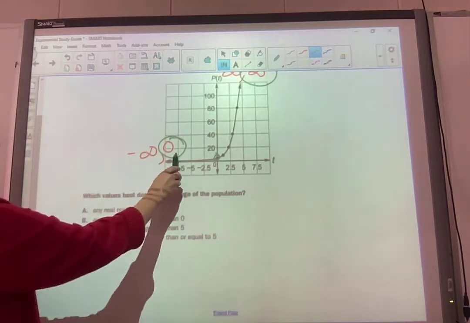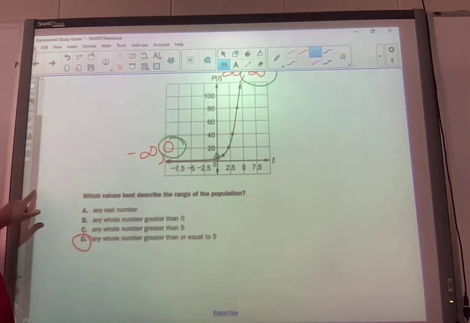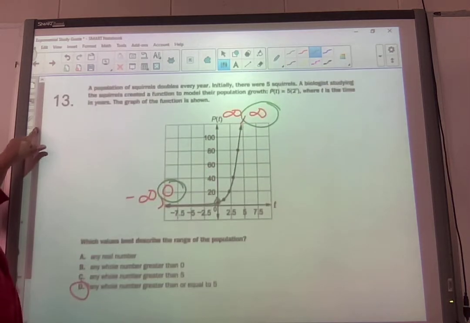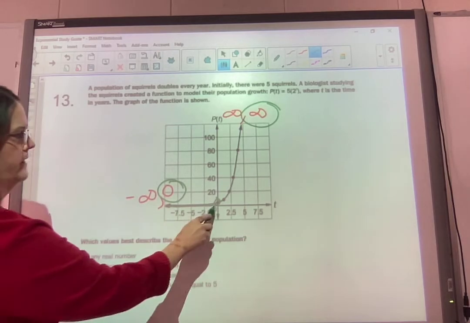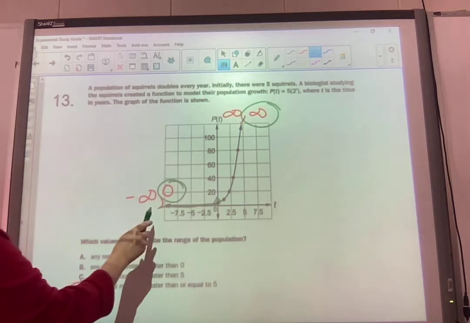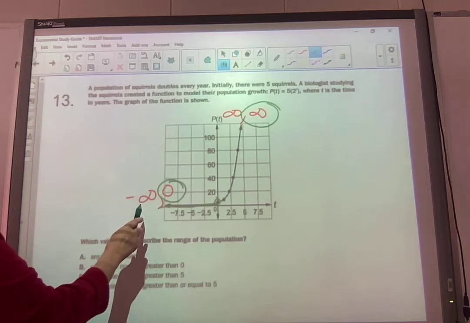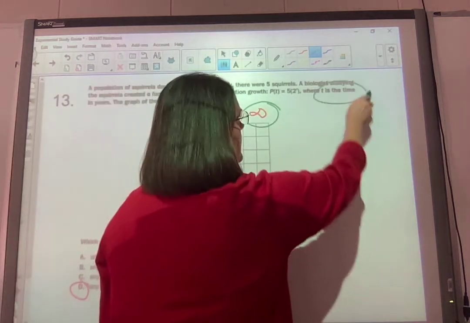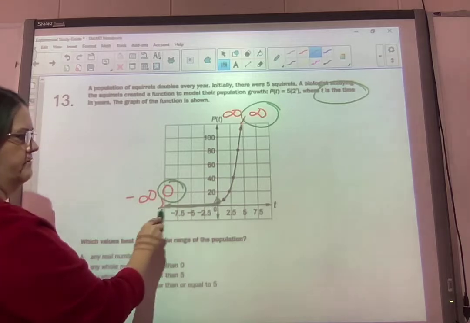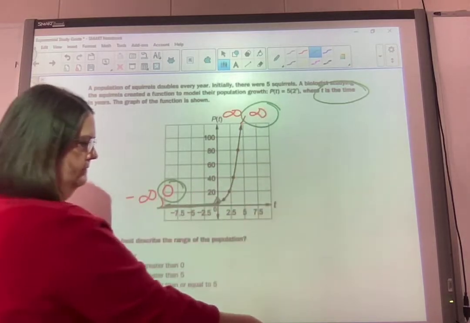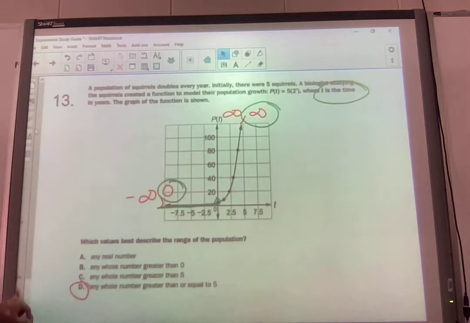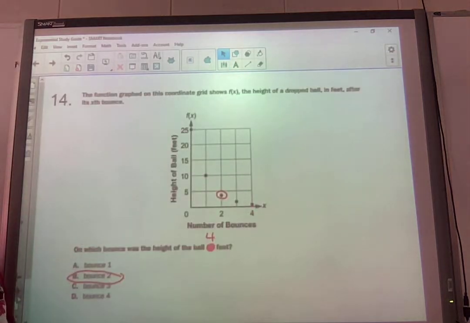Now, I was looking at this one, and I don't know why I did, because you can't have a negative number of squirrels. Over here, this is all a negative number of squirrels. This is negative time. T is time. This over here is negative time. So it's going from 5 all the way to infinity. Okay. Even I read that one wrong to begin with.